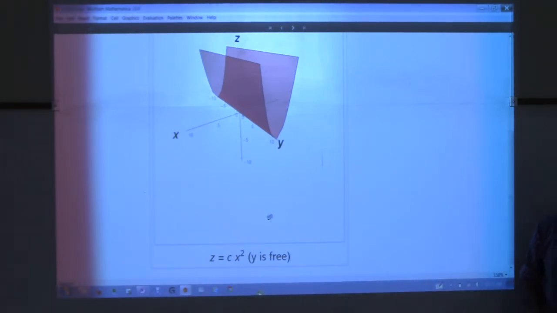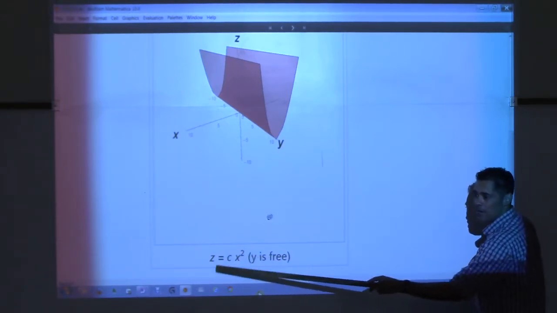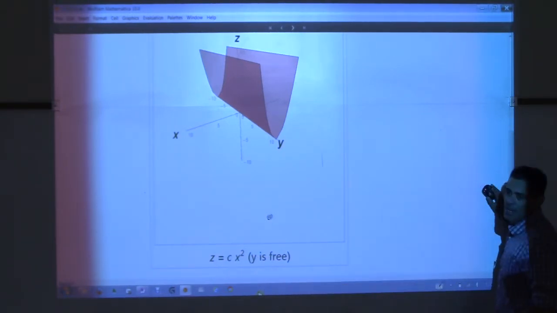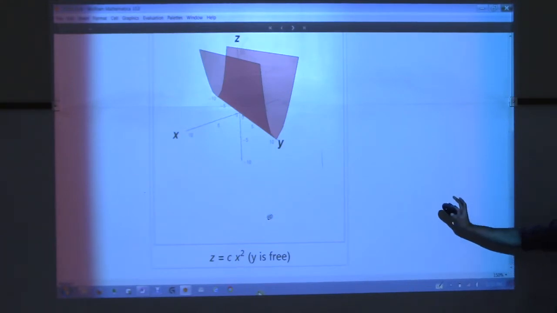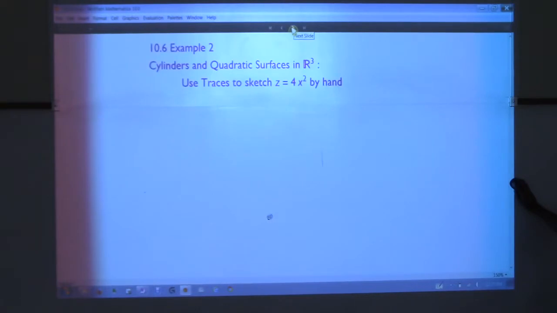This looks like a parabola, right? This looks like the good old-fashioned y equals x squared, but we're in three-dimensional space, so it's going to be extended out. C just changes how it opens up, like if it's opening up real wide or real narrow. All right, now we can change the variables.